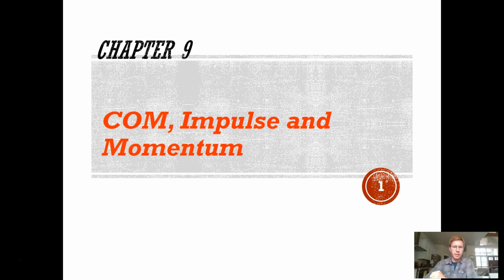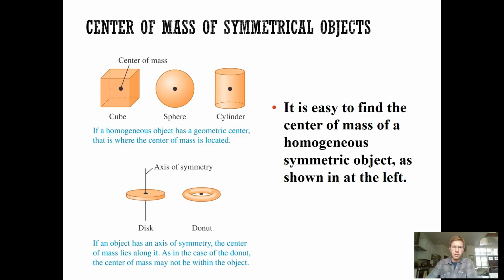So I'll probably be breaking this into two different videos, but I want to start with an introduction to the center of mass, to impulse, and to momentum. So let's start with center of mass. What the center of mass is, as the name implies, is the center of the mass of the object. So it's the point at which there's an even amount of mass distributed on all sides of that location.